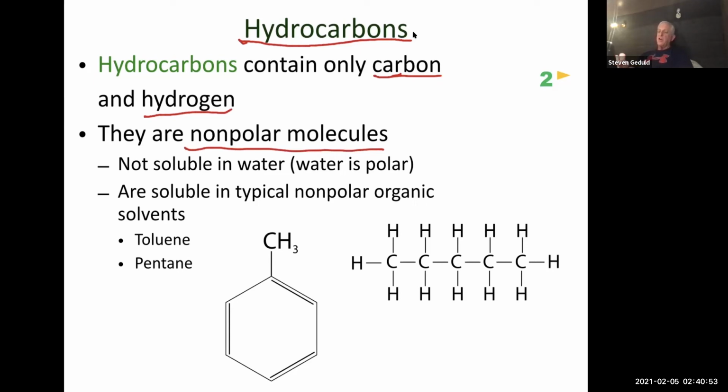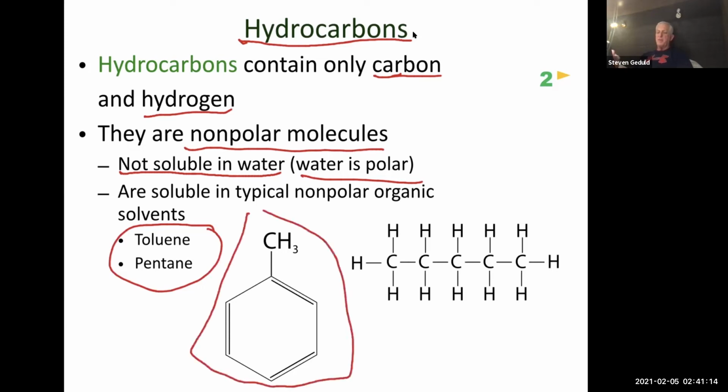So they're not soluble in water because water is polar. They're soluble in typical non-polar organic solvents like toluene and pentane. These are non-polar solvents, so organic compounds will dissolve in those. This is toluene, which you're going to learn how to name in this chapter. This is what's called a benzene ring with a CH3 group attached to it. That's toluene. And this is pentane.